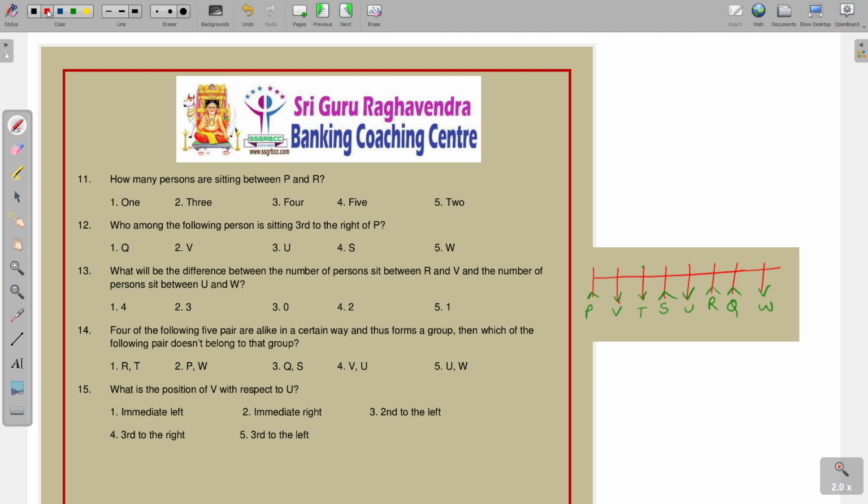How many persons are seated between P and R? Between P and R there are 4 persons. Who among the following persons is sitting third to the right of P? Third to the right of P is S.